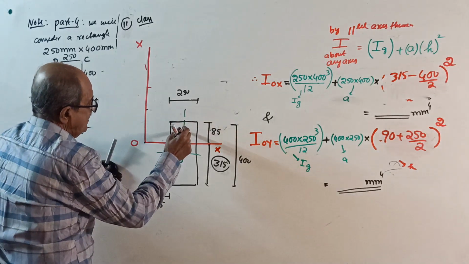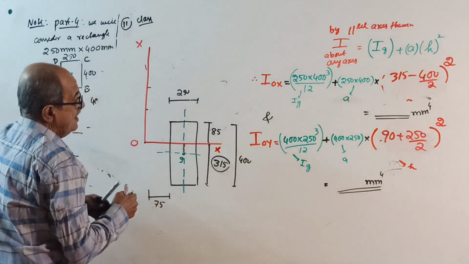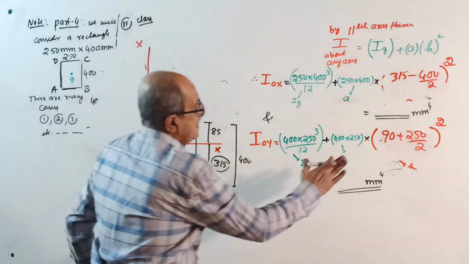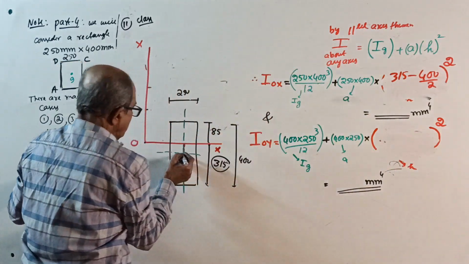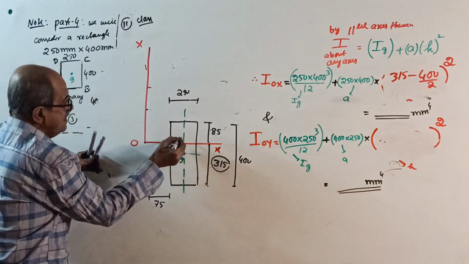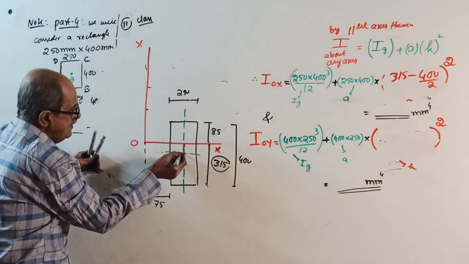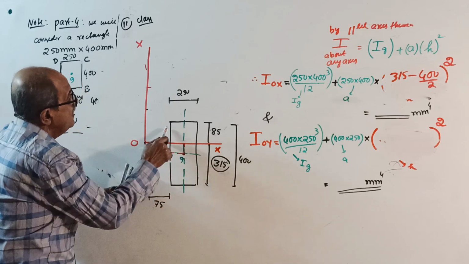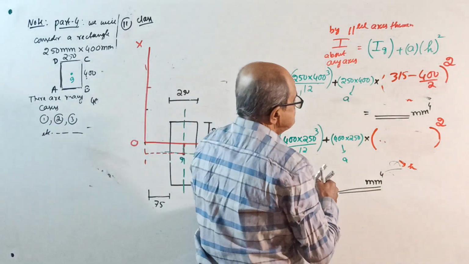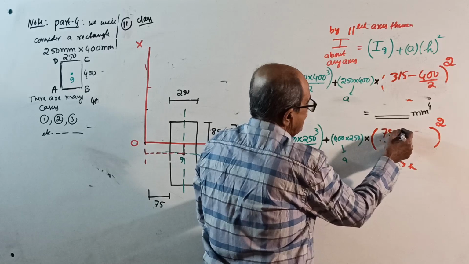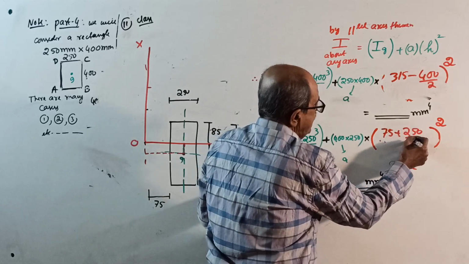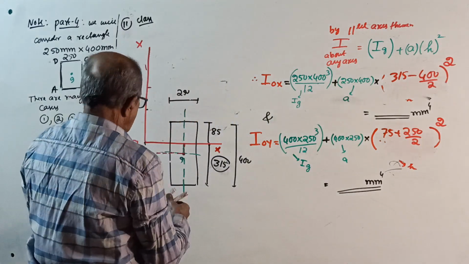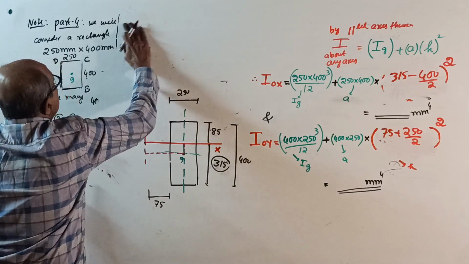First about this axis, first about its own axis. As usual, 400 into 250 cube by 12 plus area into the distance from centroid to OY, this distance square, is 75 plus half of 250, 250 by 2, whole square. This is also over. So 11 is over, lastly the 12th one, the closing part.